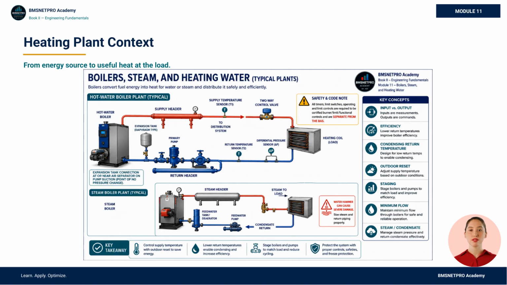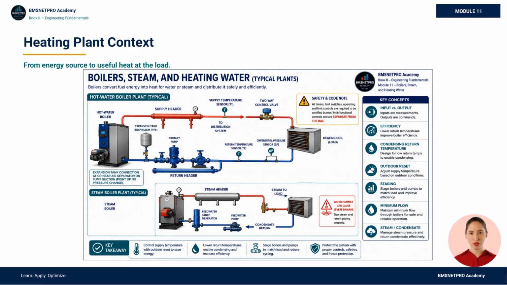This overview shows the big picture. A heating plant can include hot water boilers, steam boilers, pumps, headers, control valves, coils, air separators, expansion tanks, condensate systems, and safety devices. For the BAS professional, the main task is to understand the path from energy source to useful heat at the load.